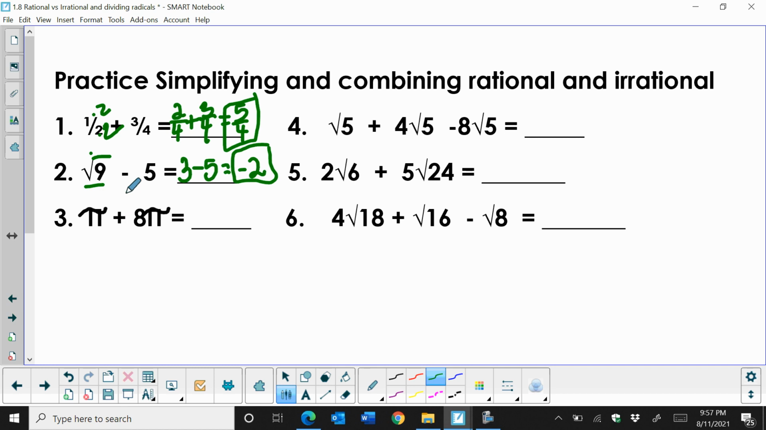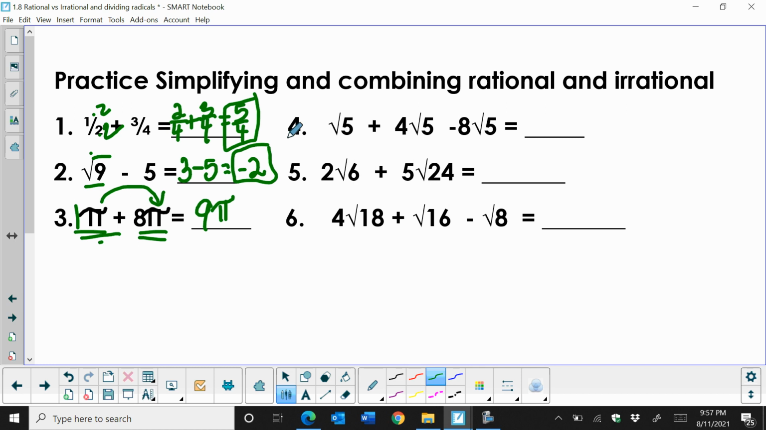Okay, pi plus 8 pi. Well, we have to treat this just like there's a 1 here. What's 1 pi plus 8 pi? That's 9 pi. Now, what do we know? Irrational plus irrational adds to an irrational, and we could add those together because they're the same irrational number.